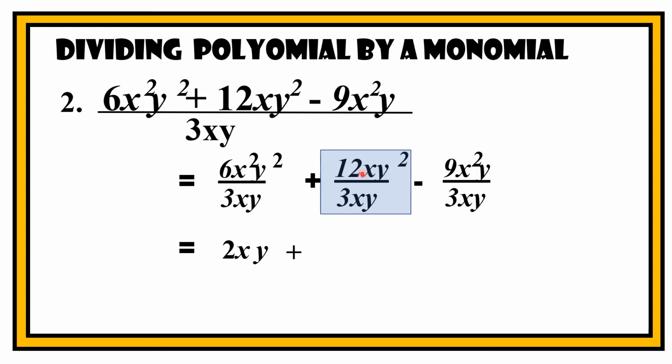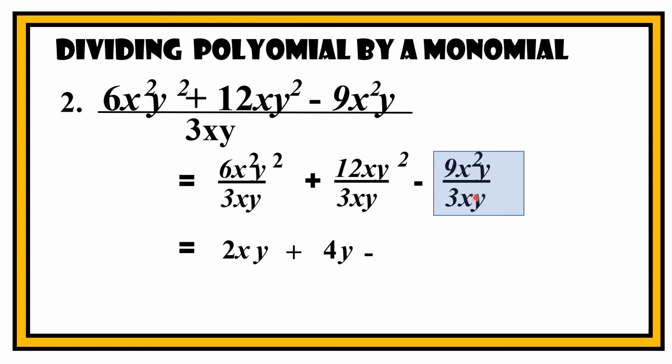Next, plus 12xy squared divided by 3xy. So, divide muna natin yung numerical coefficient. 12 divided by 3. So, we have 4. Then, xy squared divided by xy, we have y. So, bakit y na lang? Kasi, ito, x divided by x is x raised to 1 minus 1. And 1 minus 1 is equal to 0. So, ibig sabihin, x raised to 0. And that is equal to 1.